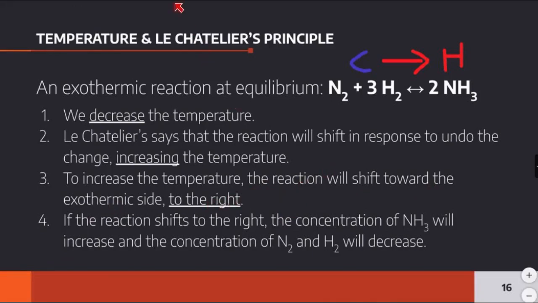If it shifts to the right, what's going to happen? Well, if it shifts to the right, then the concentration of NH3 is going to go up because it's shifting toward it, making more of it. The concentration of N2 will go down because we're shifting away from it, and the concentration of H2 will go down. So as it says, if the reaction shifts to the right, concentration of NH3 will increase, and the concentration of N2 and H2 will decrease.